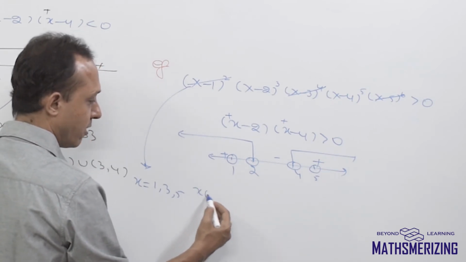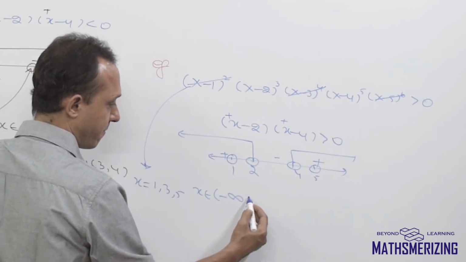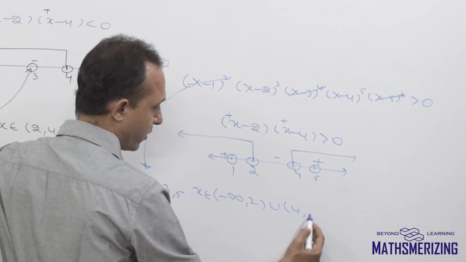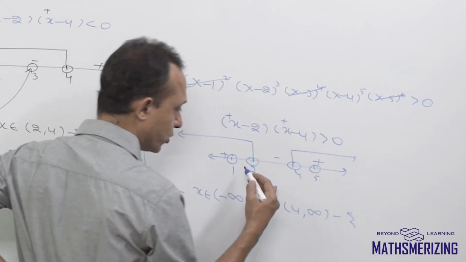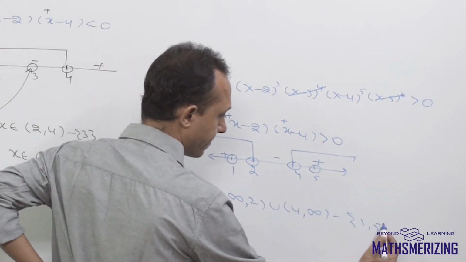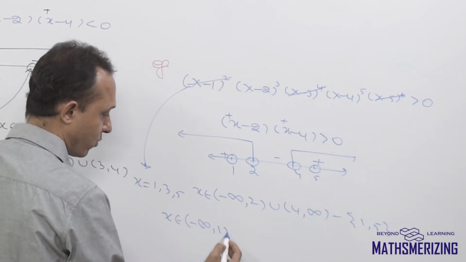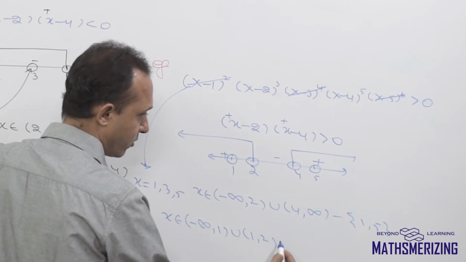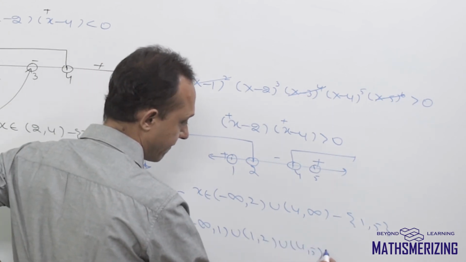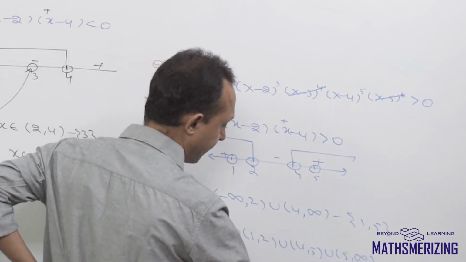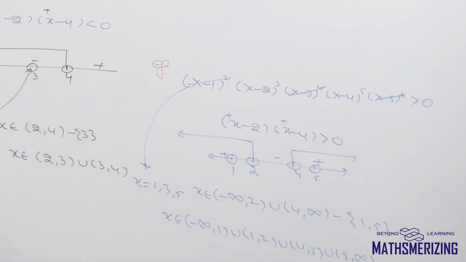So the answer is x belongs to from minus infinity to 2, union 4 to infinity, except these two values, except 1 and 5. Or I can say x belongs to from minus infinity to 1, union from 1 to 2, union 4 to 5, union from 5 to infinity. So that's your rule number 2.